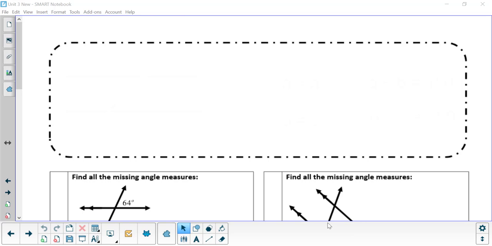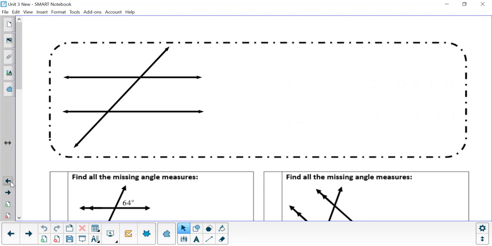Today we're going to talk about transversals, which is a fancy name for when you have two parallel lines that are cut by a diagonal line. So in your notes you want to make sure you have this picture down, and remember you can always pause the video if it's going too fast. You want two parallel lines and then a diagonal line going through them.